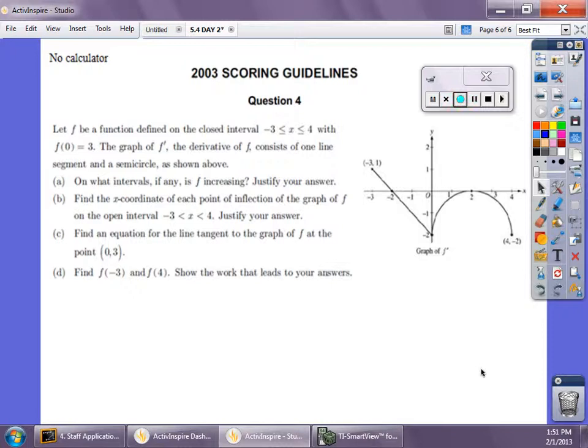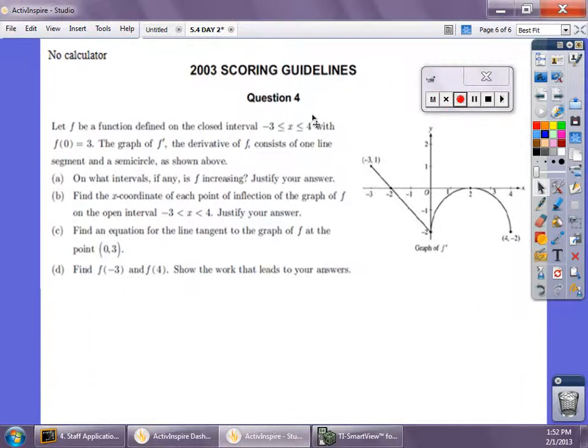So if you'd like to pay attention now to 2003 Form A question number 4, here we go. So it says, let the function be defined on a closed interval. So things that I know. Closed means I should be thinking of endpoints. I should be thinking of IVT, or maybe... Let's see, closed interval. Well, it doesn't really say anything else, continuous, differentiable, anything like that. So I'm just going to start with closed endpoints.